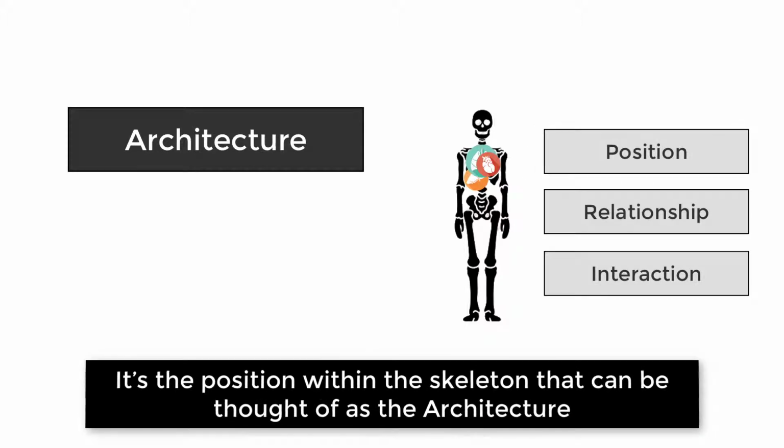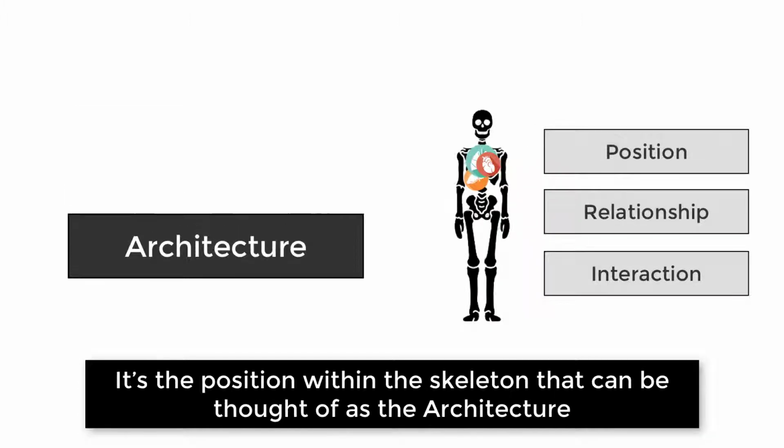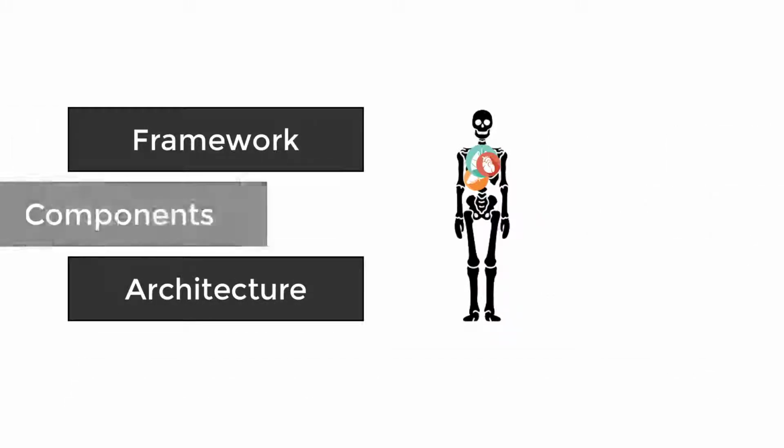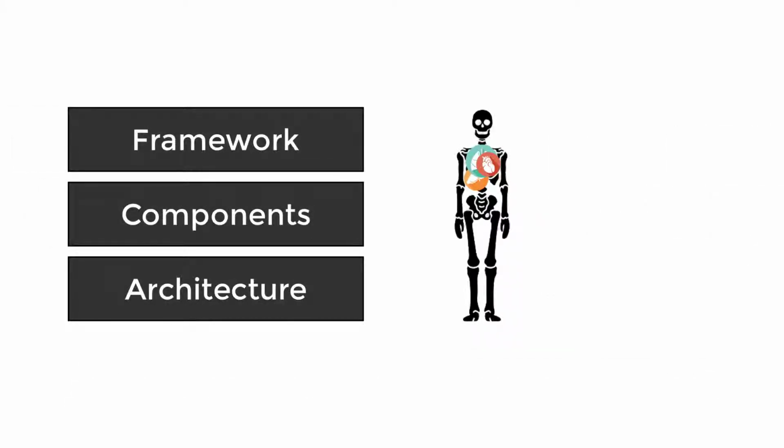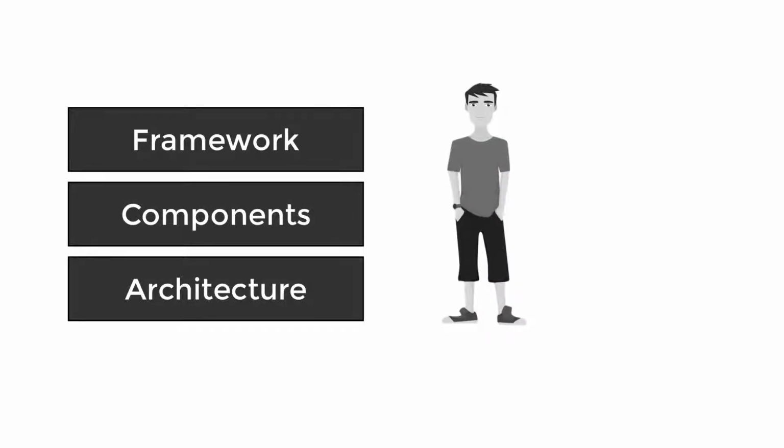It's the position within the skeleton that can be thought of as the architecture. With the right framework, right components, and the right architecture, you have what is quite an amazing system, the human body. And those concepts of framework, components, and architecture apply in exactly the same manner when building test automation solutions.